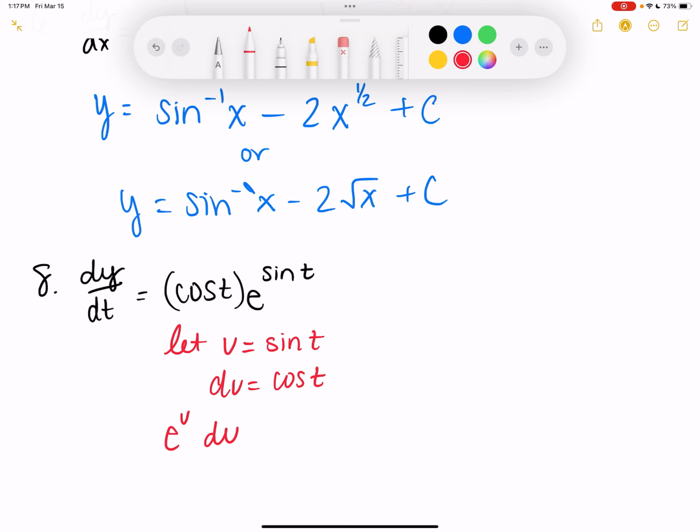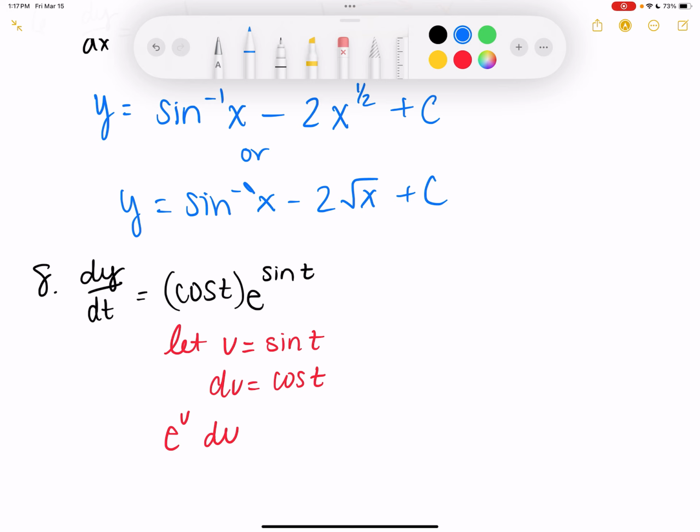I don't like this one. I need guidance. All right, so sine of t is a function, right? Yes. Okay, so e raised to this. If I take the derivative, what is the derivative of e to the sine of t? e to the sine of t times the cosine of t.